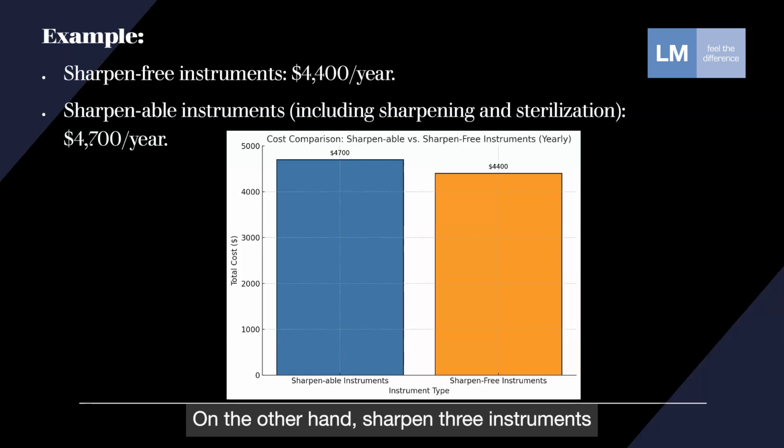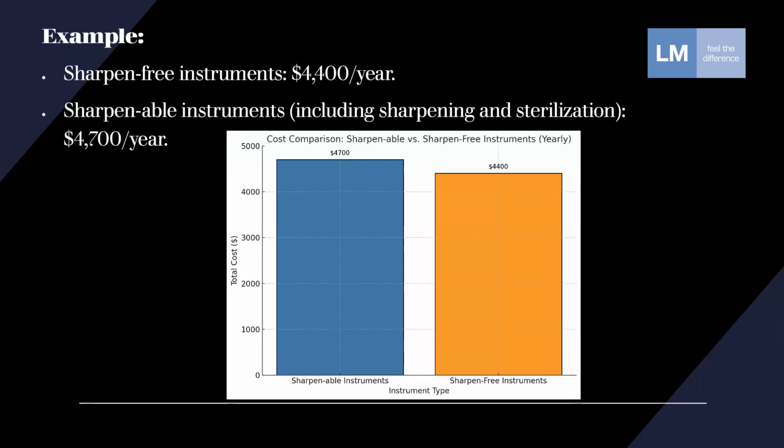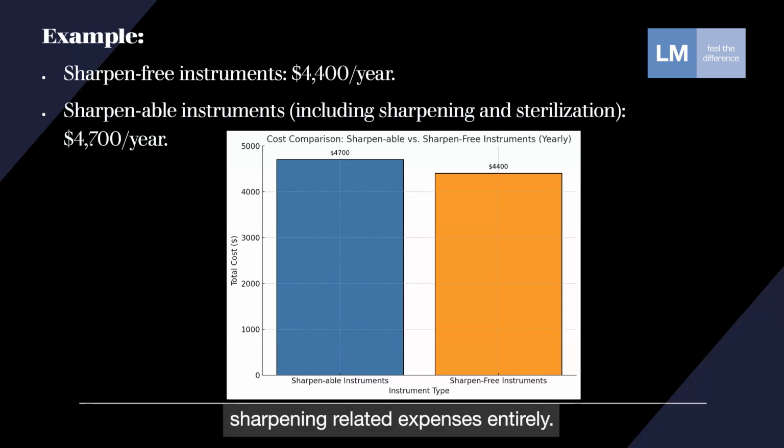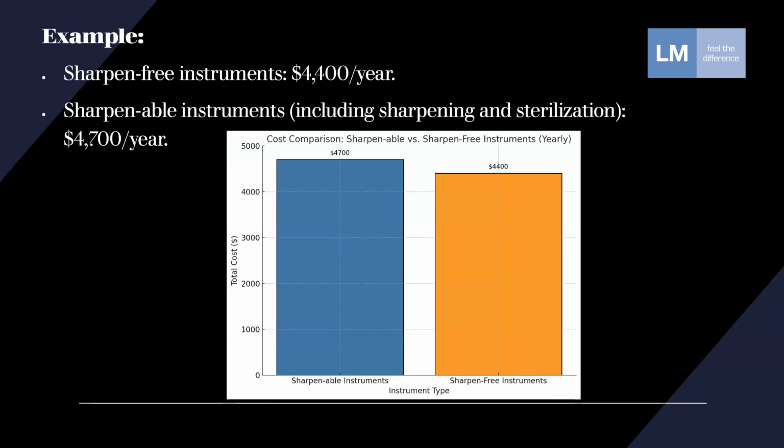On the other hand, sharpen-free instruments come at a higher initial cost, but eliminate sharpening-related expenses entirely. In this example, we're assuming sharpen-free instruments lasting for 1 year, bringing the annual investment to $4,400, 8 kits at 40 instruments at $110. And that's without factoring in special promotions or sales, which I always encourage clinicians to take advantage of, especially around conferences. So this is an example of $110 at 40 instruments.